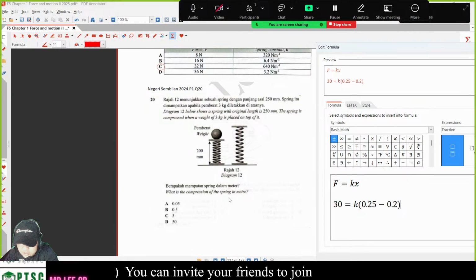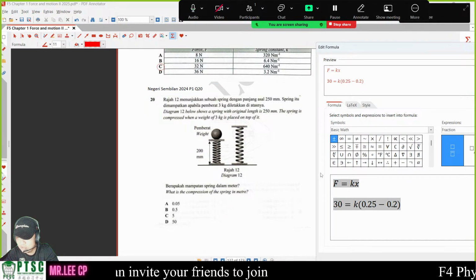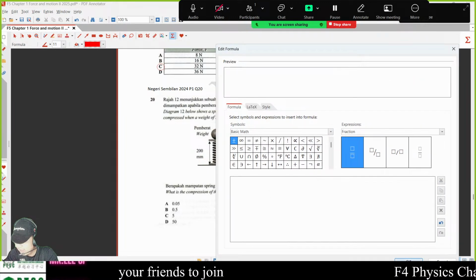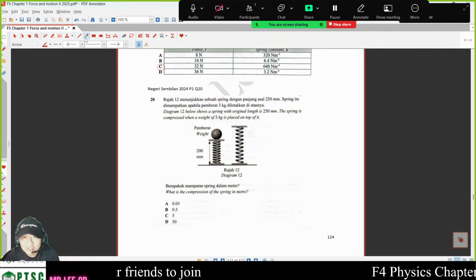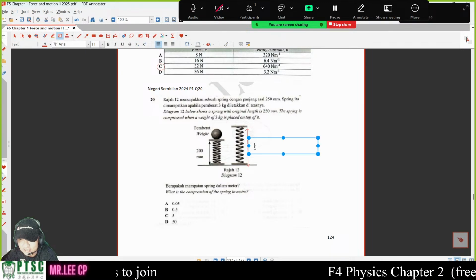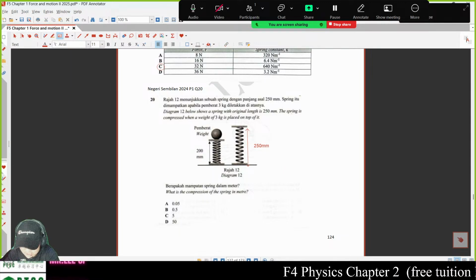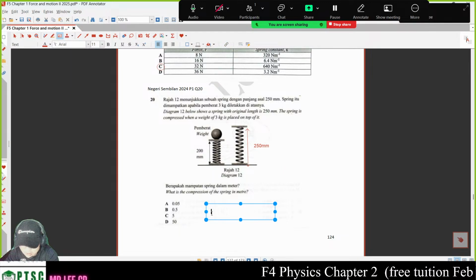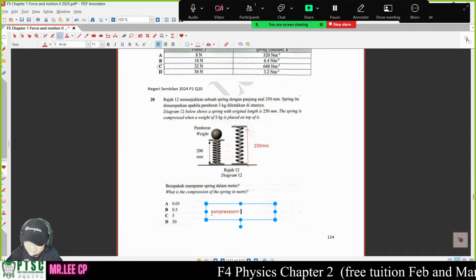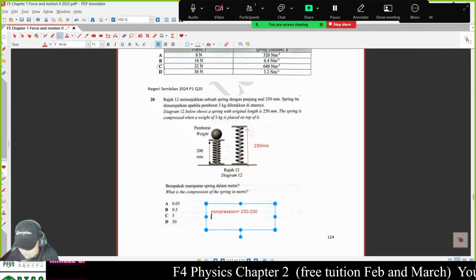What is the compression of the spring? This one, no need to calculate. Why? This one how long? 250 mm. This one how long? 200. How much is the compression? The compression is 250 minus 200. So it is equivalent to 50 mm.